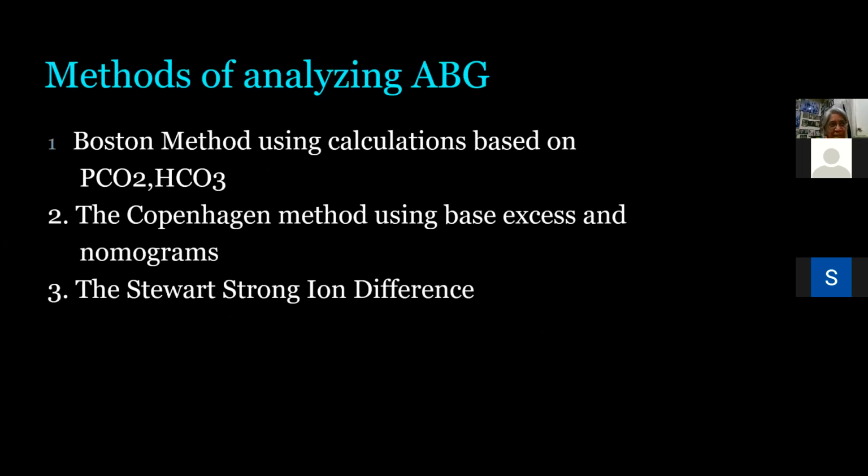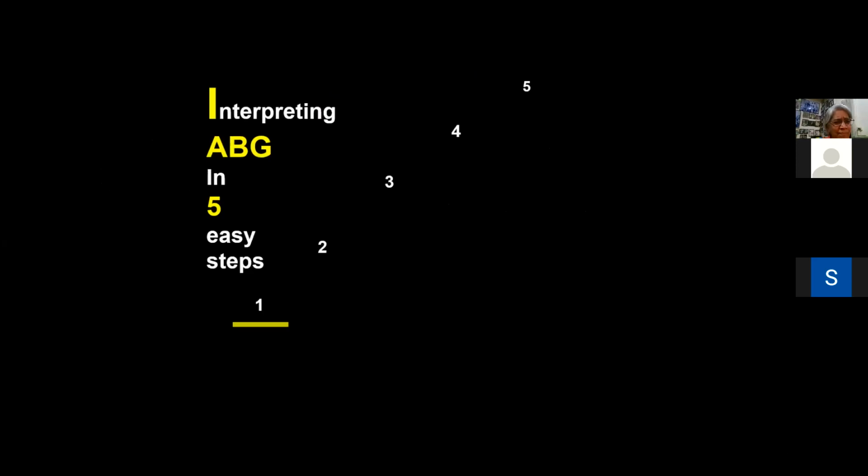Now, there are different ways people analyze ABG. The Boston method is the one using calculations based on PCO2 and bicarbonate. The Copenhagen method is using base excess and nomograms. And the recent, which is now used by many centers, is the Stewart strong ion difference. Now, what we are going to be doing is the Boston method for calculating, which is the most common one used.